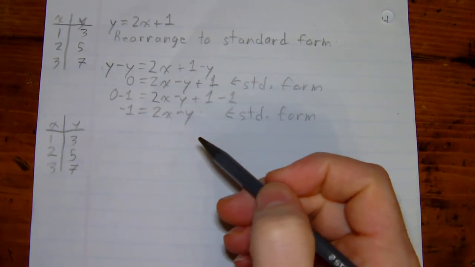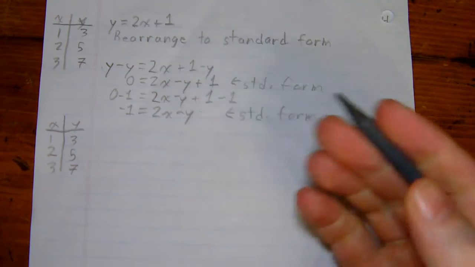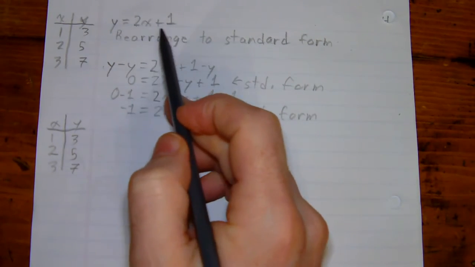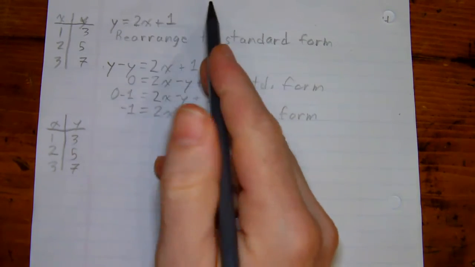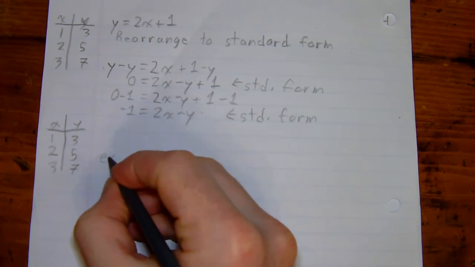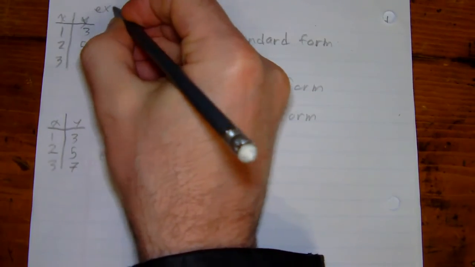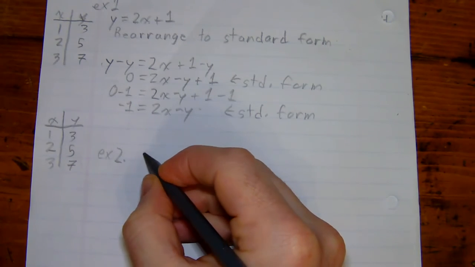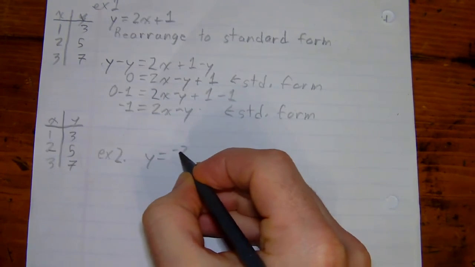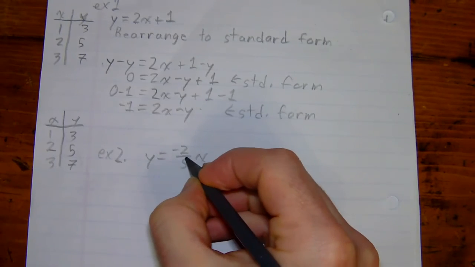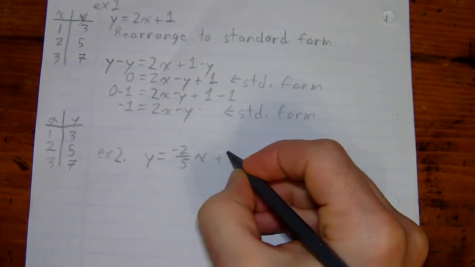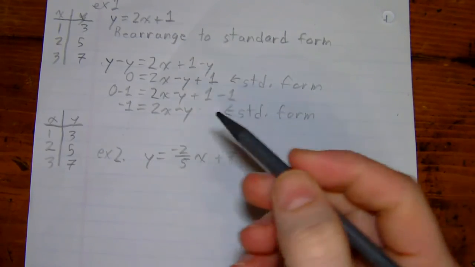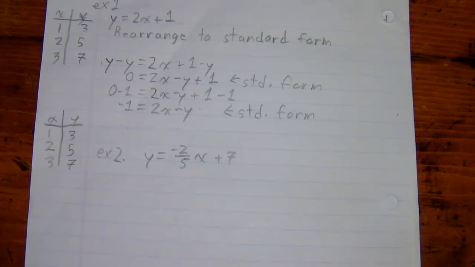So that's the general idea. I'm going to show you with a trickier equation how it goes, because this equation didn't have any fractions. And where it gets a little trickier is where you have some fractions. So let's go for example 2. We can call this one example 1. Example 2, we're going to say y equals negative 2/5 x plus 7. So now we have a fraction for our slope, and we want to rearrange this.